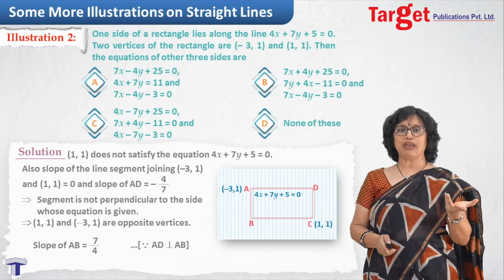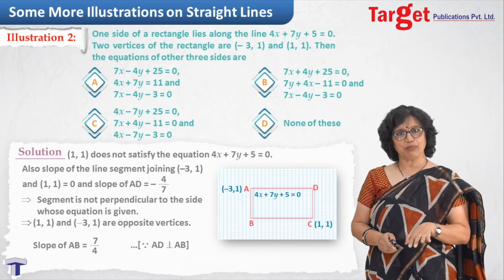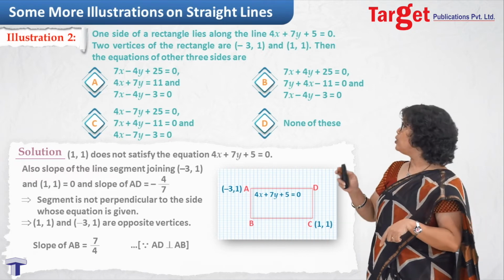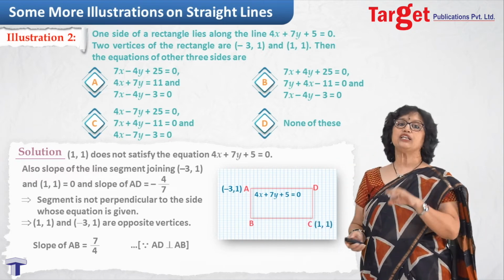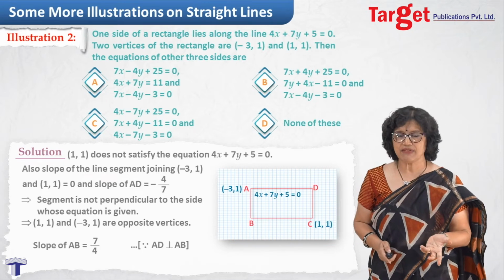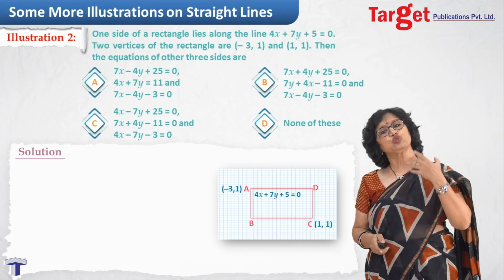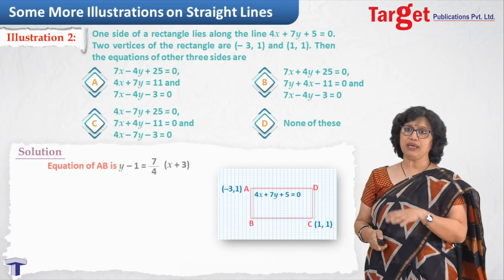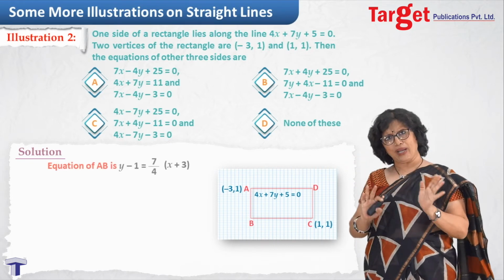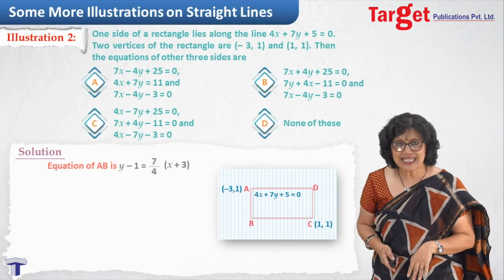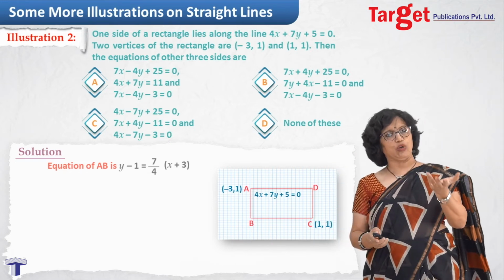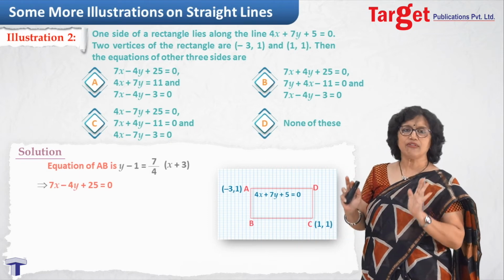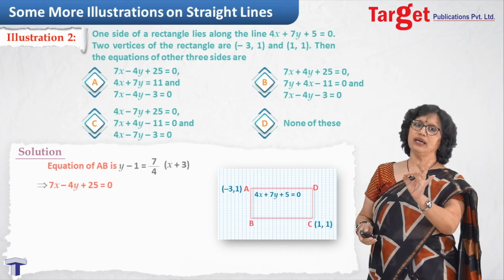Okay, so basically what I have found is minus 3, 1 and 1, 1 are opposite vertices. Now what about slope of AB? Slope of AB is 7 by 4. Why do I say so? Because AB is perpendicular to AD and slope of AD is minus 4 by 7. So it's negative reciprocal. So slope of AB is 7 by 4. From there I will be able to write equation of AB, and by using point and slope form, I am writing that as y minus 1 equal to 7 by 4 times x plus 3, which can be simplified further, and I get one equation for AB.